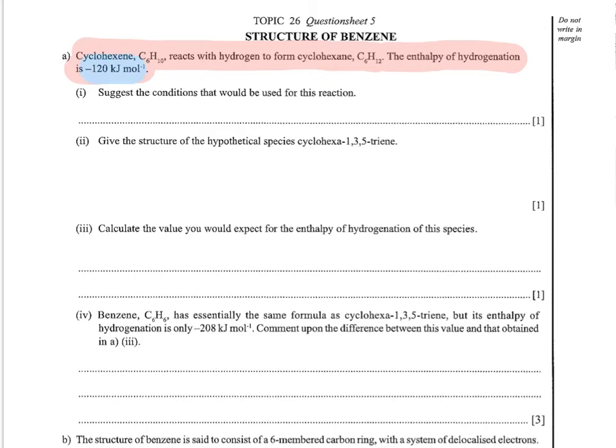It says suggest the conditions that will be used for this reaction. So looking at the question, cyclohexene is simply a cyclic alkene. It's what's called an alicyclic compound, if you remember the beginning of the clip when we were reviewing the different types of organic compounds. So if it's an alkene, it behaves like any other alkene and undergoes electrophilic addition. In this case, it's adding hydrogen onto the carbon-carbon double bond to make cyclohexane.